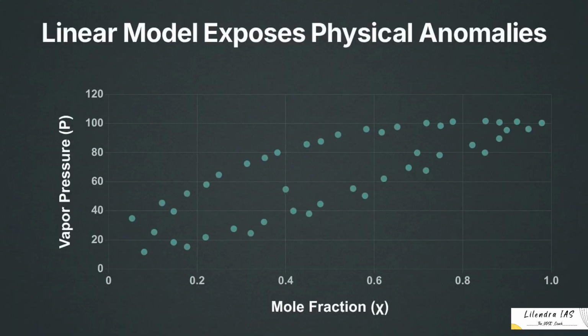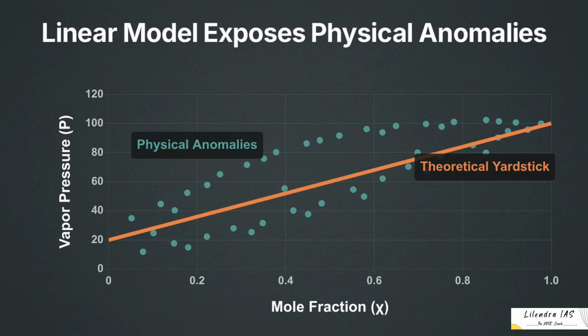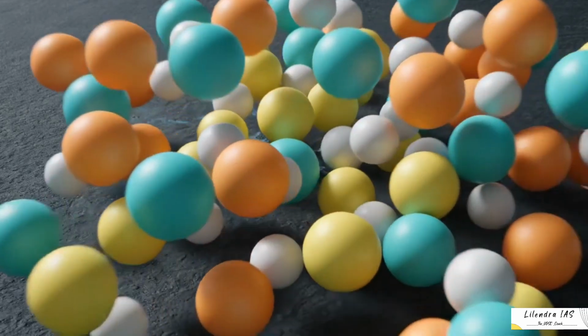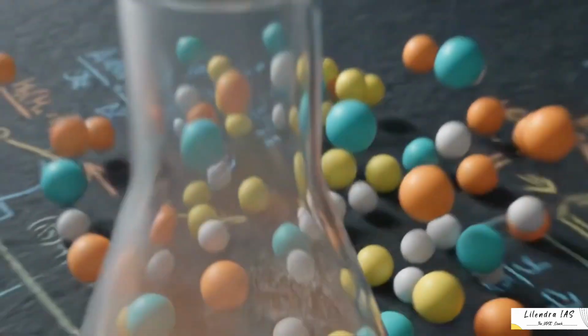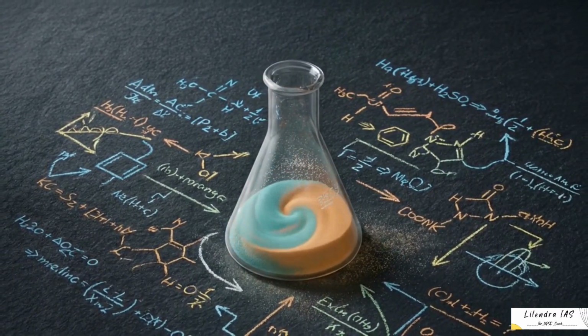Raoult's linear equation provides the essential theoretical yardstick that makes detecting these physical anomalies possible. The complex, invisible interactions of the molecular world can be perfectly categorized and mapped simply by measuring the pressure of the vapor resting above them.